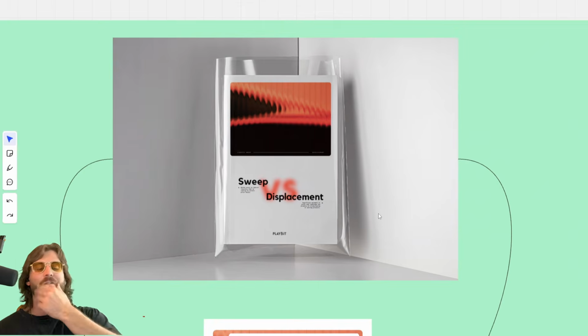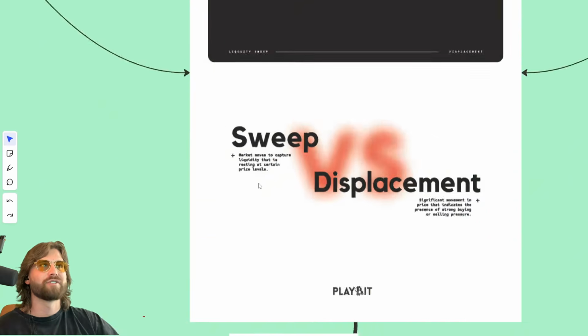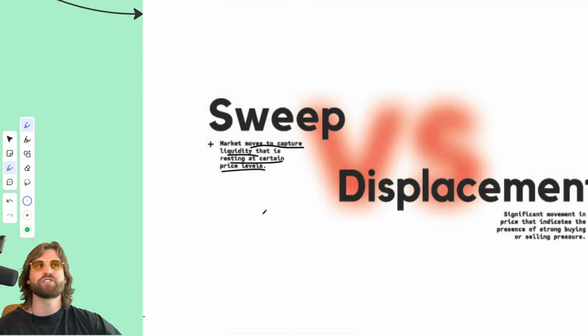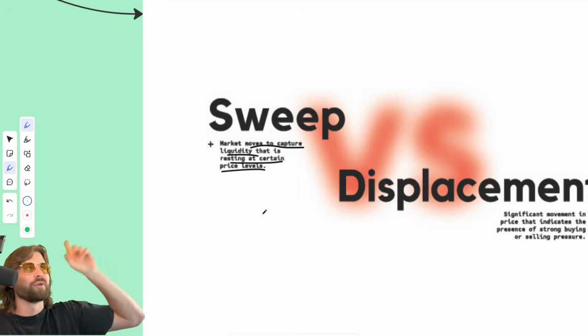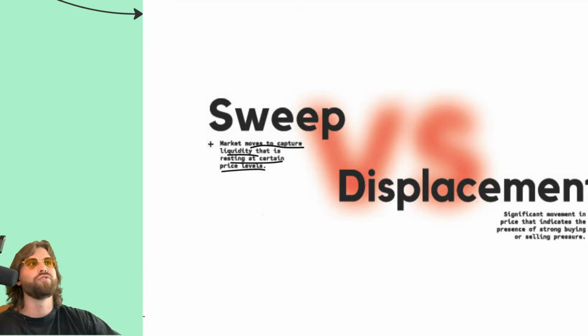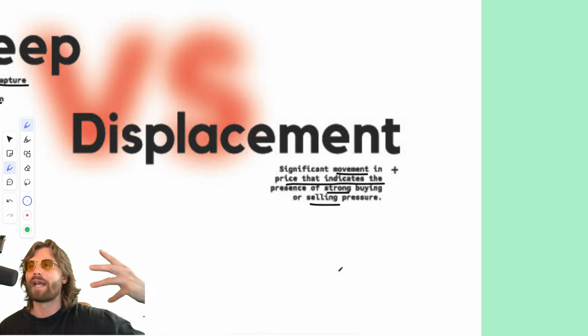So first things first, we need to figure out sweeps versus displacement. A sweep at its core is just a market move to capture liquidity that's resting at certain price levels, right? That's it. A sweep is just a market move. We want to find liquidity up there or down below there, and then we want to take it so then we can move to another price level after. Displacement is the opposite, right? It's a significant movement in price that indicates the presence of strong buying or selling. So it's the strength of that breakout.